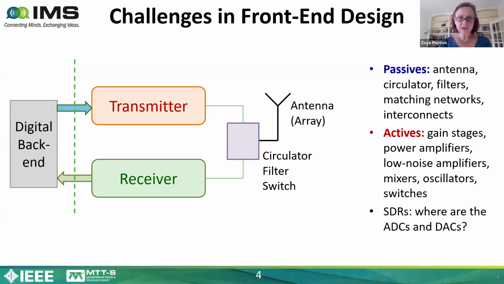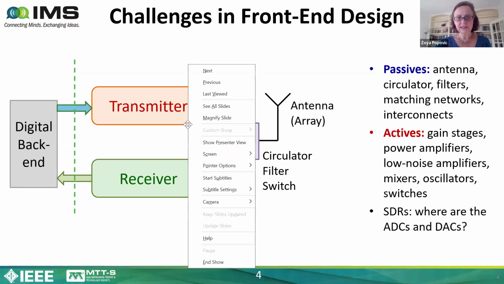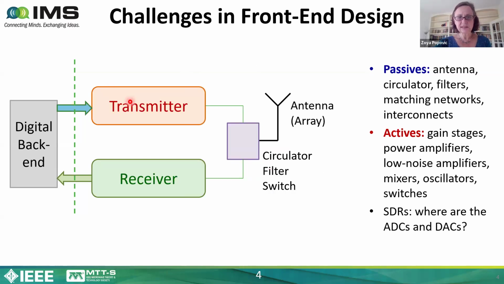I want to talk to you about challenges in front-end design. Every radio has a digital backend, and there's a lot going on at the digital backend. And then what I'll talk about is the analog front end. And the analog front end consists of a transmitter and a receiver, and then something that separates the transmitter and receiver and connects them to the antenna.